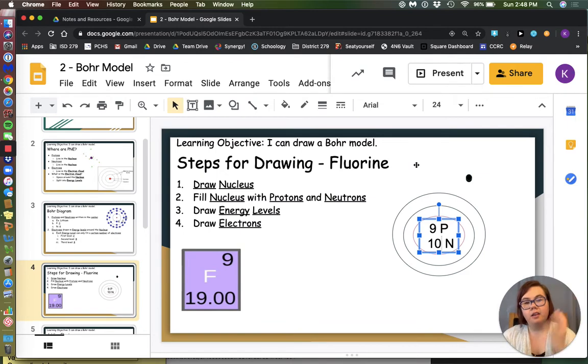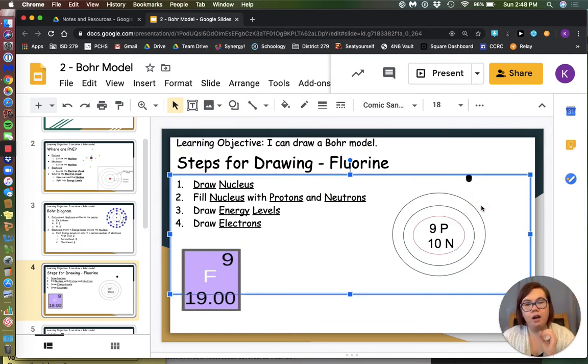And now we need to start filling those energy levels. If you remember, our number of electrons is the same as our number of protons. We have a neutral atom, so our positives and negatives have the same amount. They balance out. So we're going to have 9 electrons, just like we have 9 protons. Knowing that, I can start filling my energy shells, energy levels.